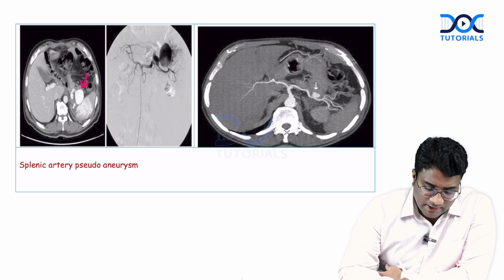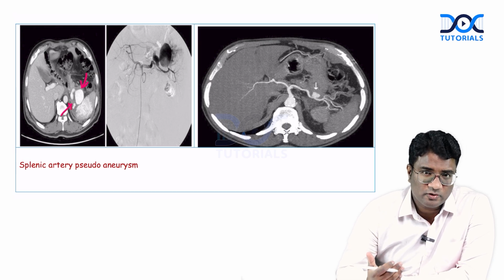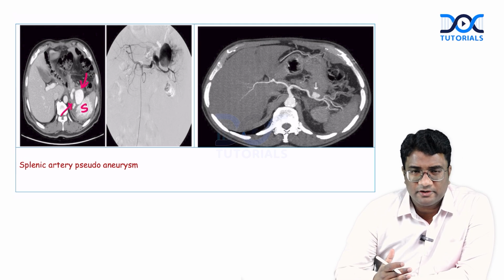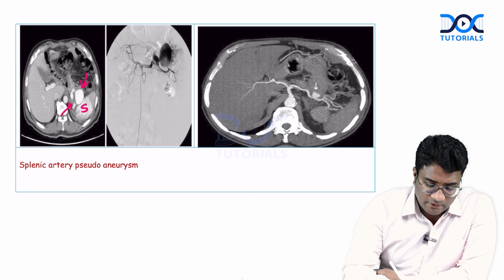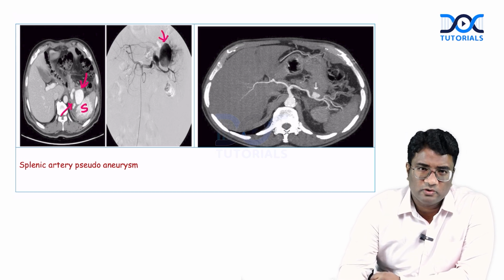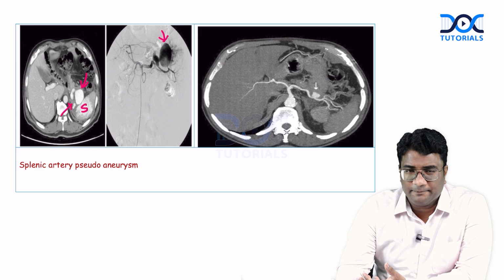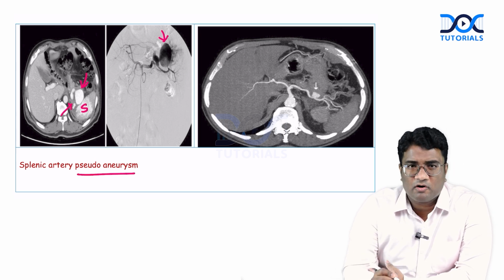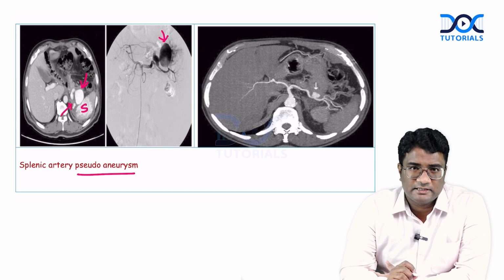So, you see this contrast enhancing area in close relation to the splenic artery. So, this is the spleen, just in close relation to the splenic artery, you see this contrast enhancing area, and you can see on the digital subtraction angiography also, you see this dilated area in the splenic artery. So, this is what is splenic artery pseudoaneurysm, a common complication of acute necrotizing pancreatitis.